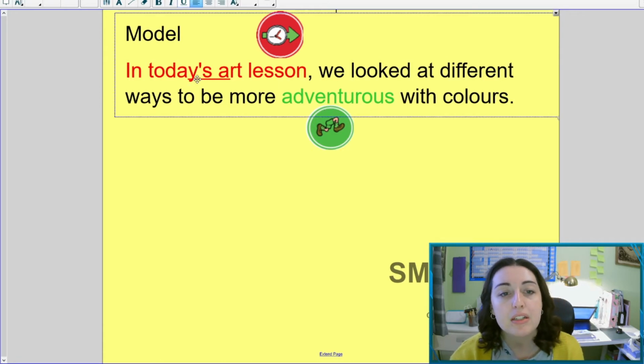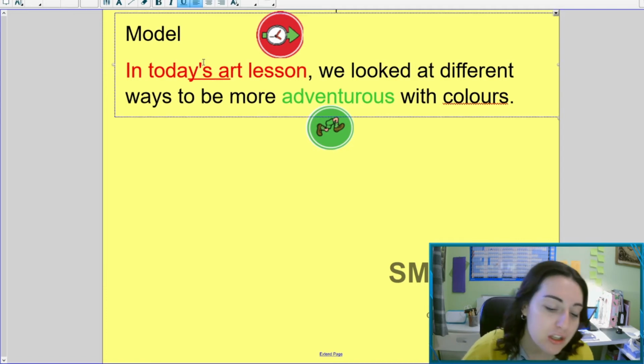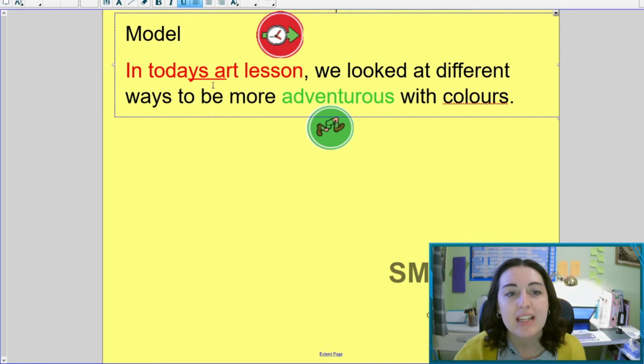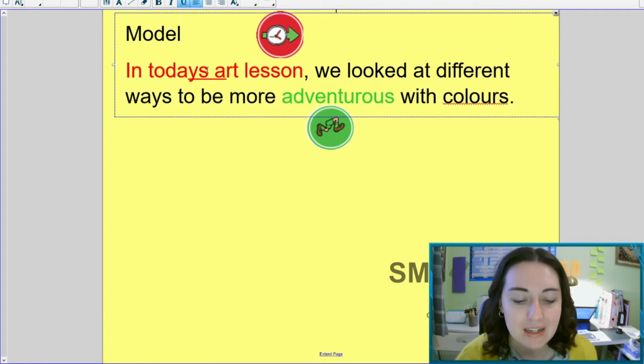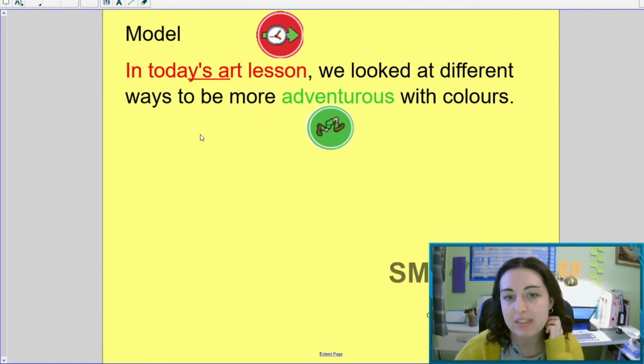Now I've also underlined this little section here, which is to do with our punctuation. Now the art lesson belongs to today, so we need to have an apostrophe for possession followed by our S. If we took that apostrophe out, it would say that there are multiple today's art lessons, which doesn't make sense. The art lesson belongs to today, so we need that apostrophe for possession.